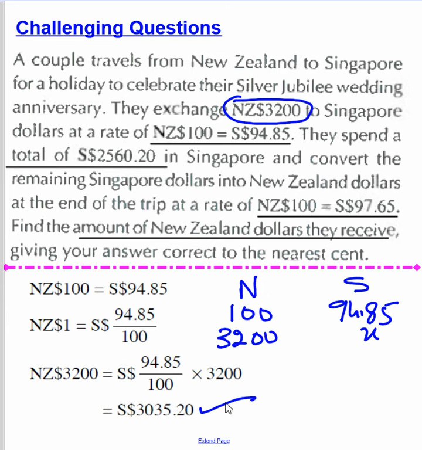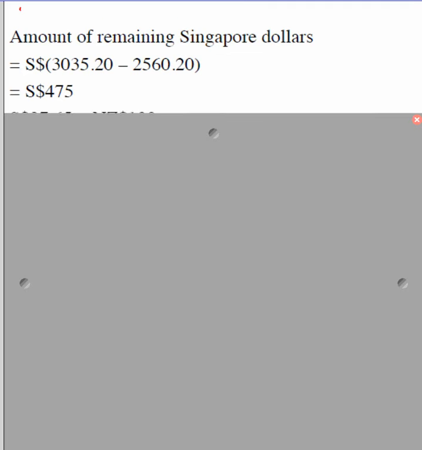Now what happened after getting this money? They spent altogether 2,560.20. So this amount has gone. So you need to see what is left behind. So you will do the subtraction. So this amount is left.